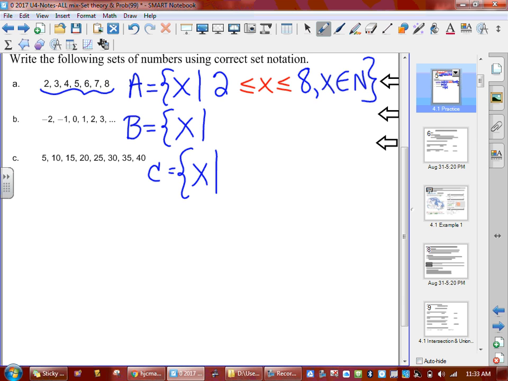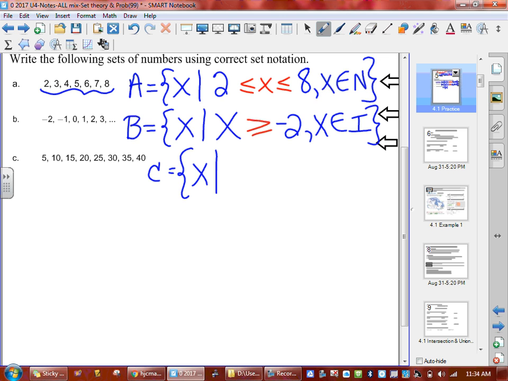What would you write for B? The dots are going on infinitely on the right. That's what those 3 dots mean. That carries on infinitely. Well, X has to be bigger than a certain number. What number does it start at? -2. So X has to be bigger than or equal to -2. Now, since we started with negative numbers, what's our category? Integers. So X is an element of I. Okay?